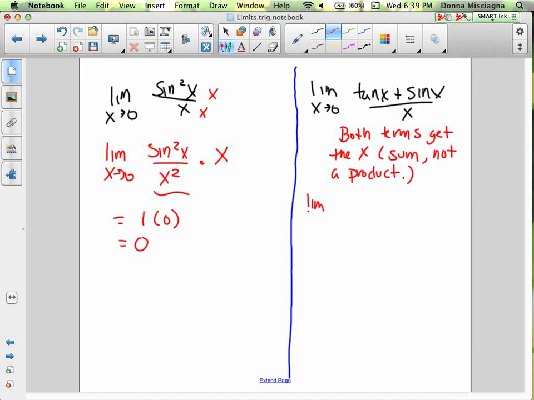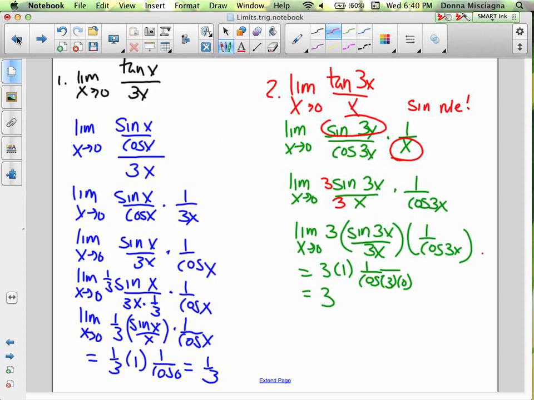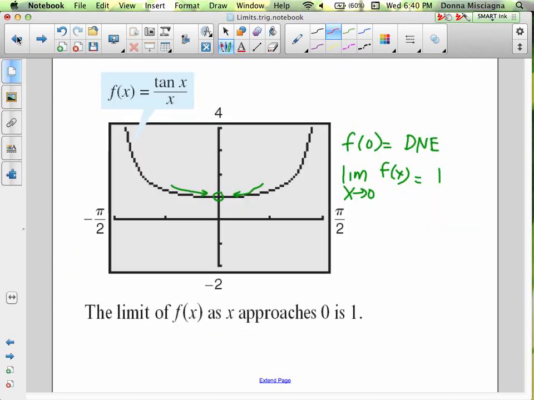So we have the limit as x approaches 0 of tangent x over x plus sine x over x. Well, we know what sine x over x is. Do we know what tangent x over x is? Have we solved that one before? Let's find it. Not there. Right here, right? Tangent x over x, we know that limit is 1.